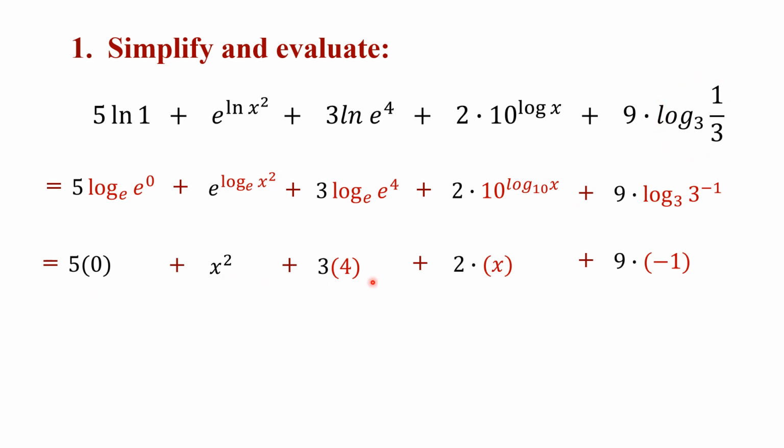So, simplifying this and writing in descending power, we will start with the x power 2. So that's the first one. And then next is the x term, which is 2x. And next is this first term, which is 0. Then we have a 12 here and a minus 9 here. So 12 minus 9 is equal to 3. So the answer for this expression is x squared plus 2x plus 3.